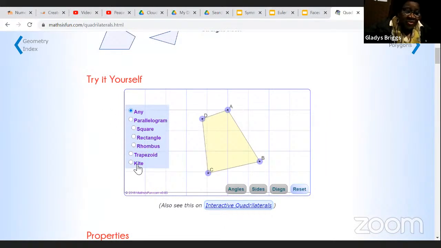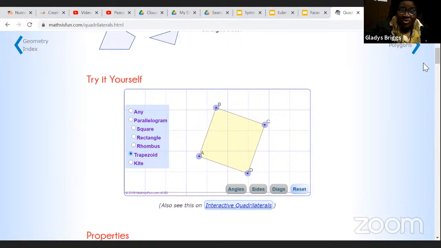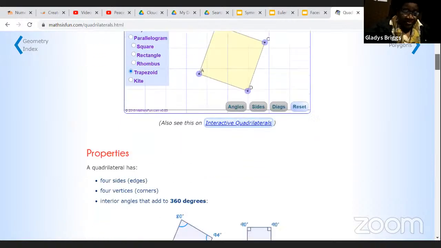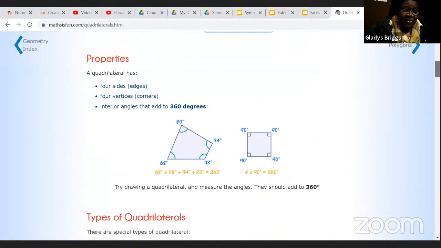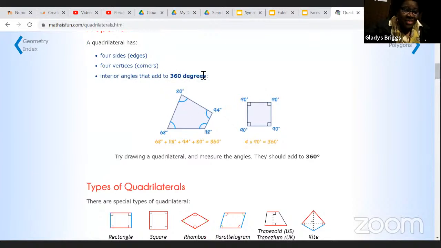Here's something that you can play with if you want to make a kite. You can see all the different angles, the sides and the diagonals. If you want to put a square, it's going to show you what a square looks like, a rectangle, a rhombus, and the trapezium. It's going to show you all of those things. I told you about quadrilaterals, that they have 4 sides, 4 vertices. Also the interior angles add up to 360 degrees. Yeah.